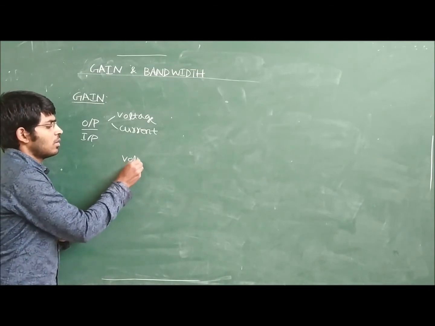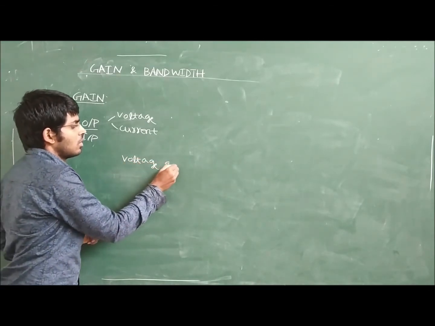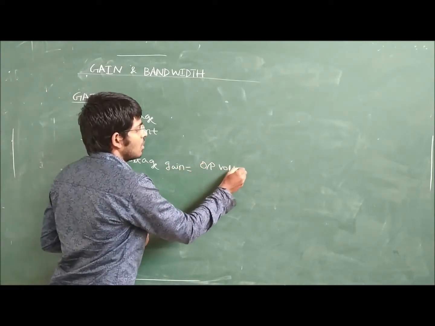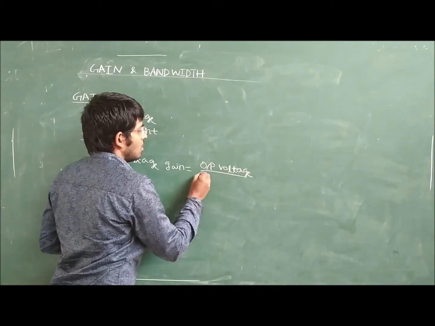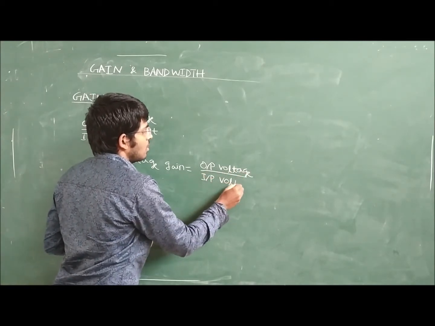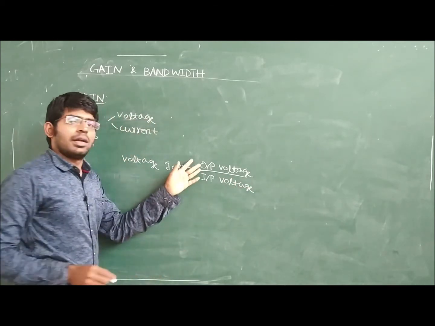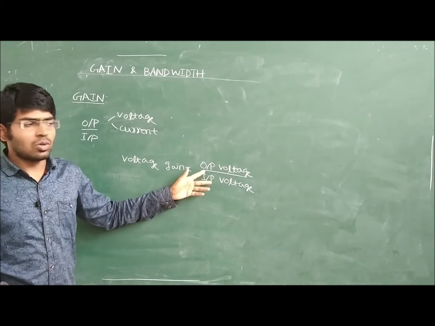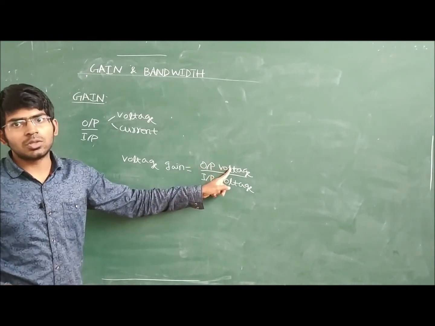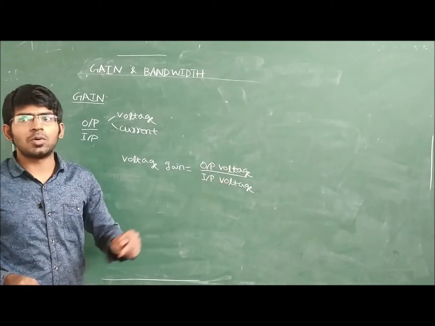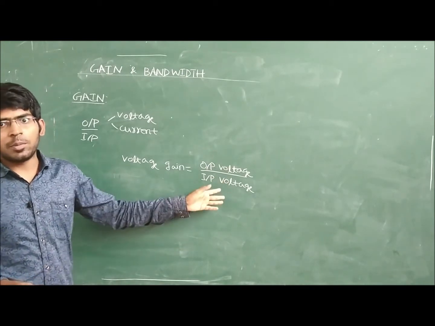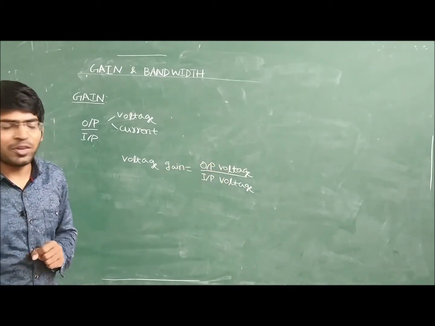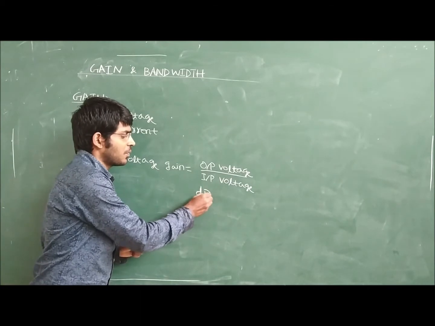For example, it is the ratio of output voltage to input voltage. So the units for the output voltage are volts and the units for the input voltage are volts. In the denominator and the numerator we have the same units. So whenever we want to express the gain, we express it using decibels.